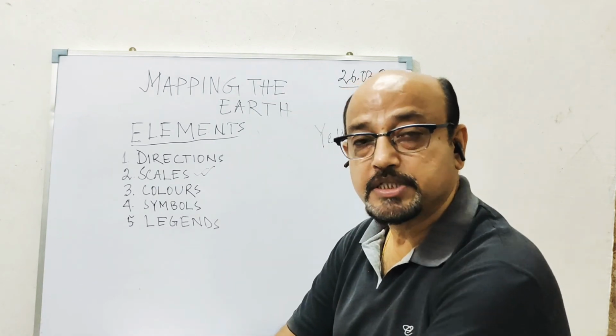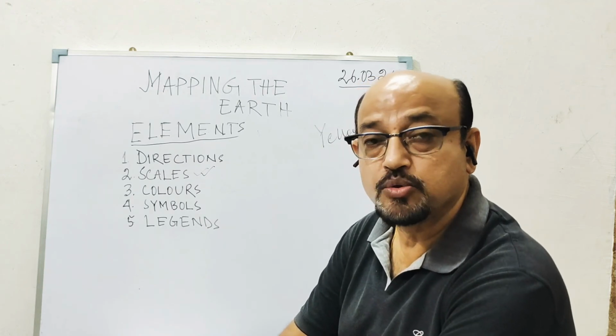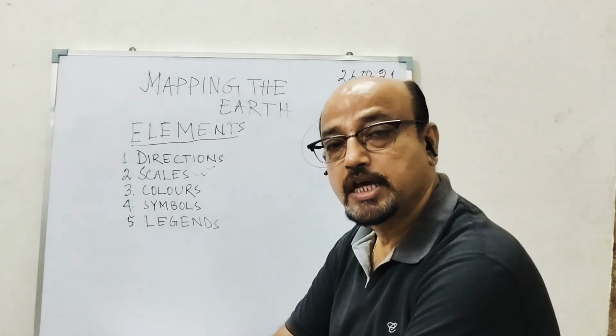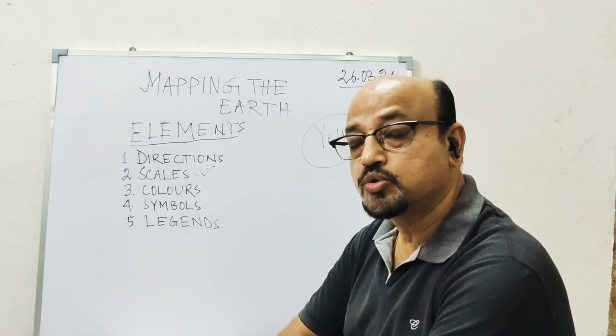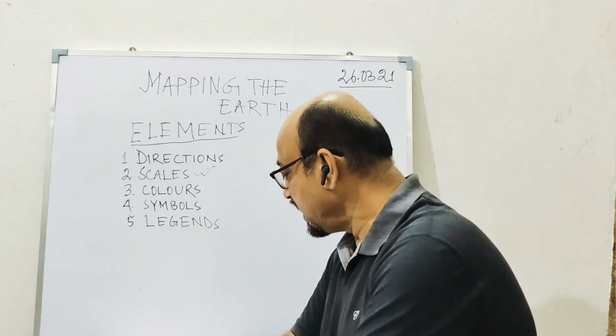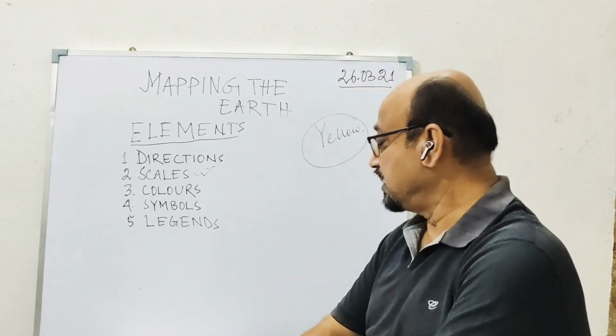Blue color represents water bodies. Brown color represents the plateau region. So these are the different colors, and these are known as the conventional colors because these colors will be used throughout the whole world. Universally these colors are accepted. So this is all about the color.